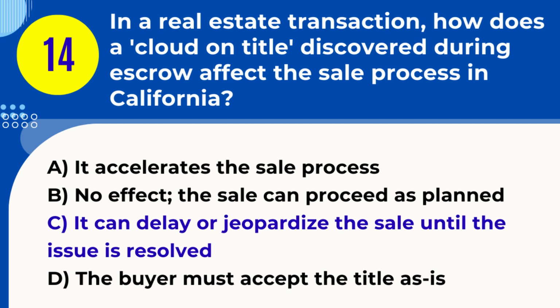Answer: C. It can delay or jeopardize the sale until the issue is resolved. Explanation: the discovery of a cloud on title during escrow in a California real estate transaction can delay or even jeopardize the sale. The issue must be resolved to ensure clear title before the sale can proceed.